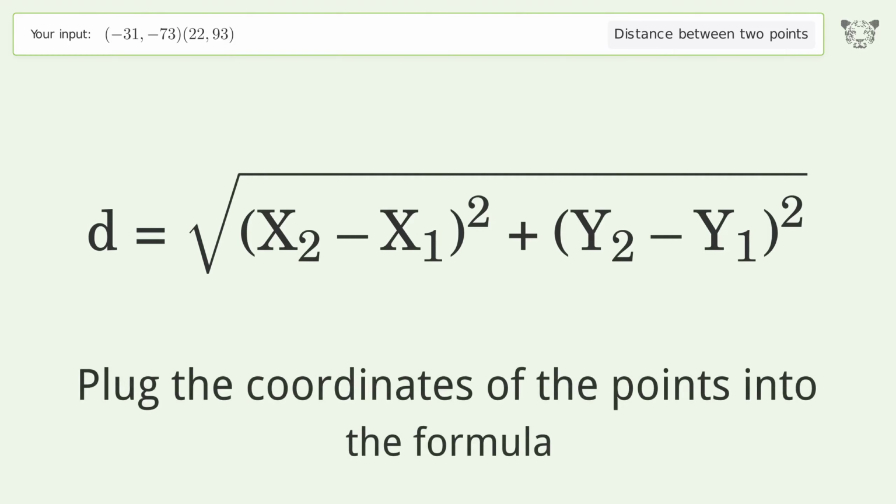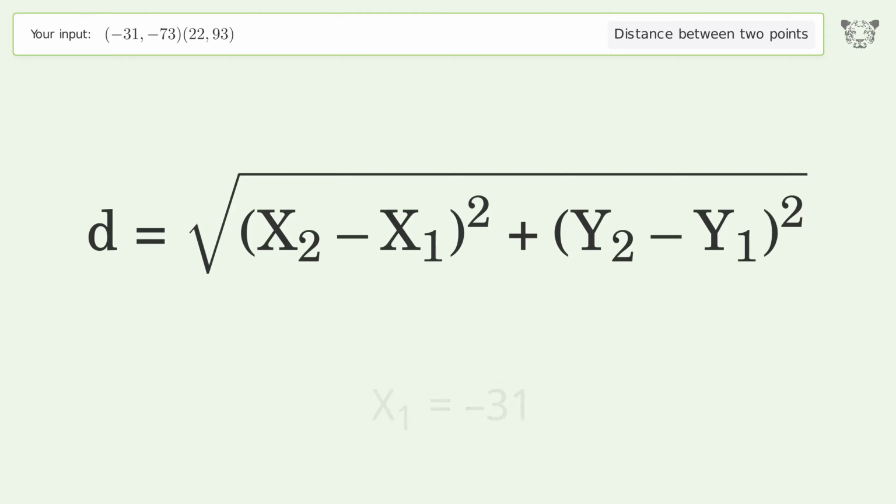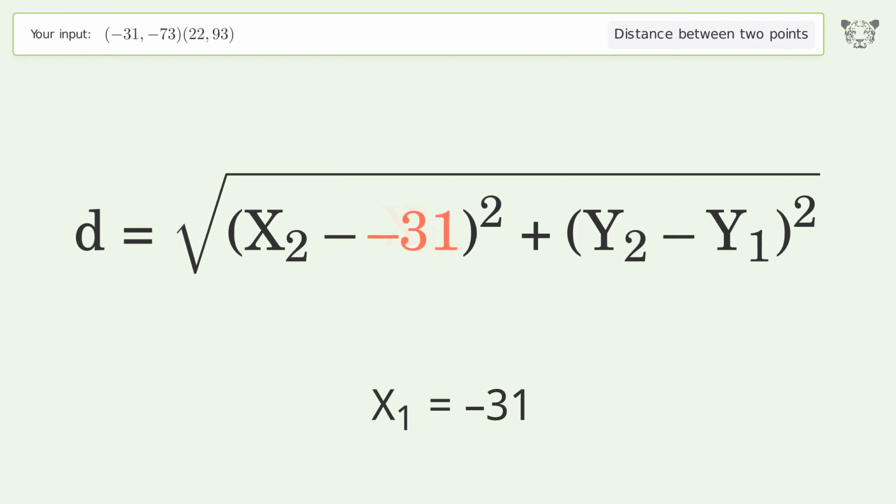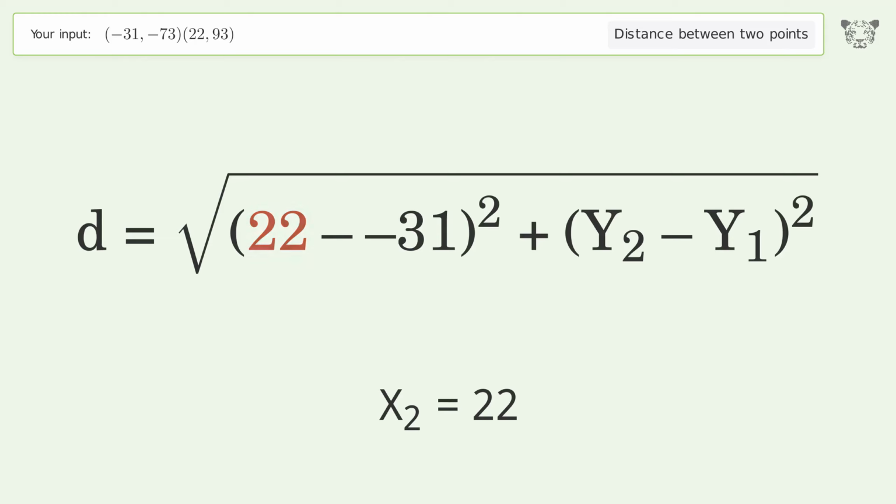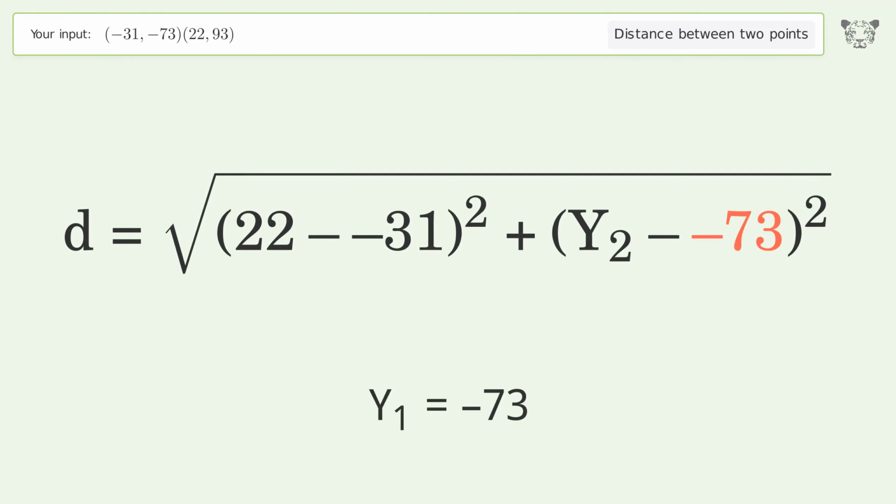Plug the coordinates of the points into the formula. x1 equals -31. x2 equals 22. y1 equals -73. y2 equals 93.